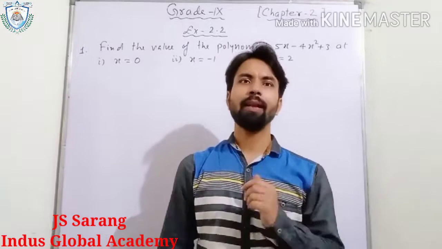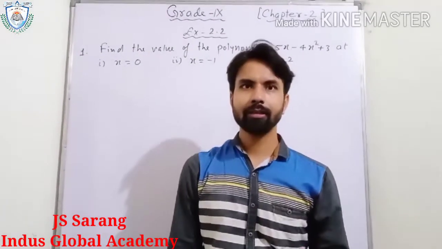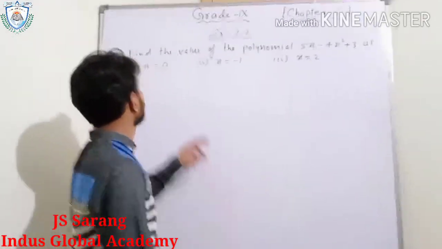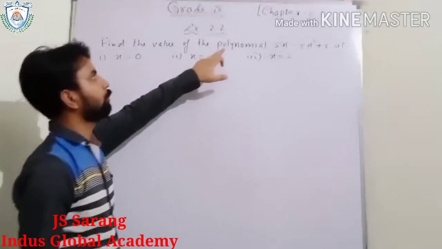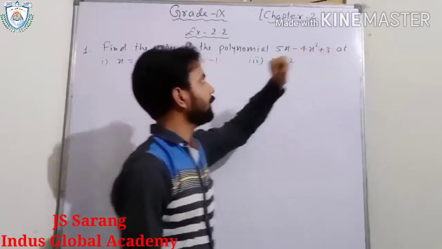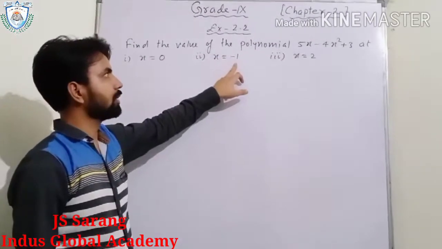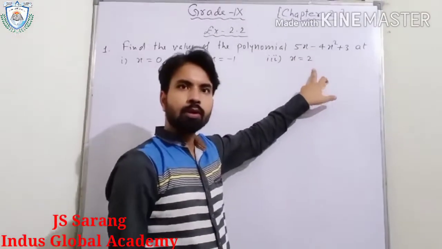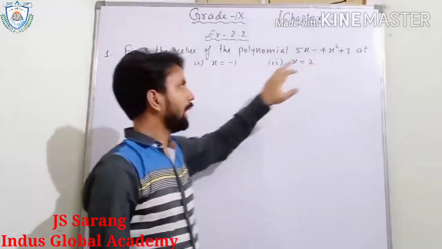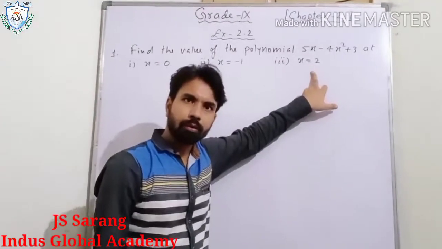Today I am going to explain you exercise 2.2. So are you ready for that? Okay, so the very first question of this exercise is find the value of the polynomial 5x minus 4x square plus 3 at the very first part is x equal to 0, second x equal to minus 1 and x equal to 2. So here we have to find the value of the given polynomial at x equal to 0, at x equal to minus 1 and at x equal to 2.